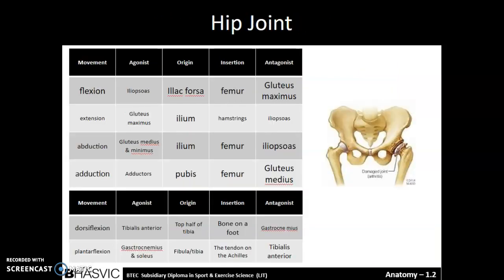Here we have the hip joint. When playing a sport like football, you would need this hip joint, as using flexion with the hip will make you able to kick the ball properly. Also, when extending your hip, the agonist will be the gluteus maximus. It would originate from the ilium, the insertion will be the hamstring, and the antagonist will be the iliopsoas.